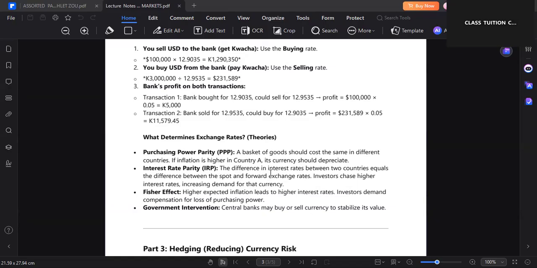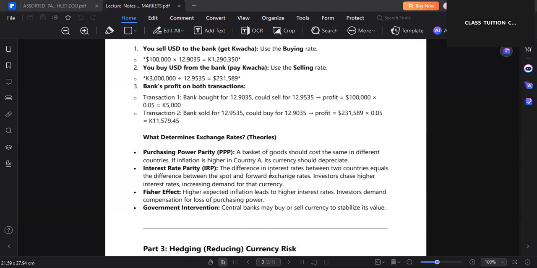The second theory is the interest rate parity. This theory says that the difference in interest rates between two countries should equal the difference between the spot rate and the forward rate. Why? Because investors move money to where interest rates are higher, which increases the demand for that currency, and so it appreciates. The third theory is the Fisher effect, named after the economist Irving Fisher, who says that higher expected inflation will lead to higher interest rates. In other words, lenders will demand compensation for this loss in purchasing power.